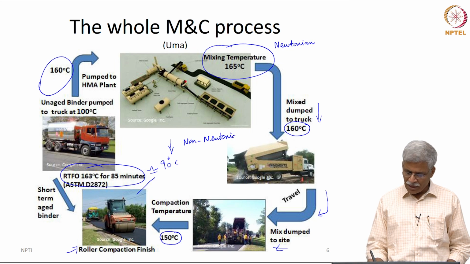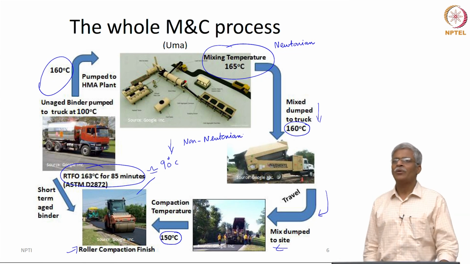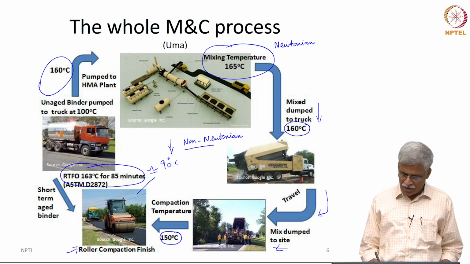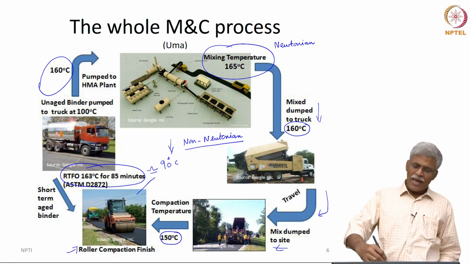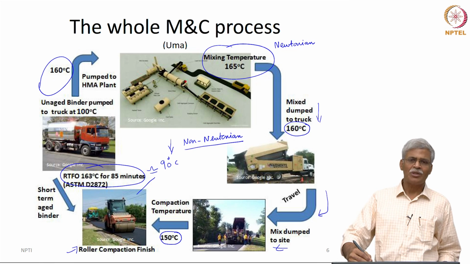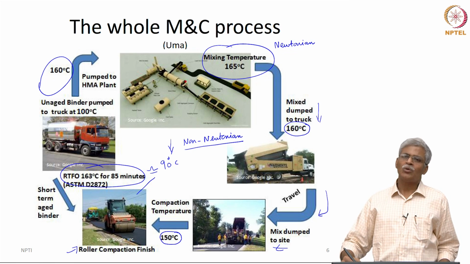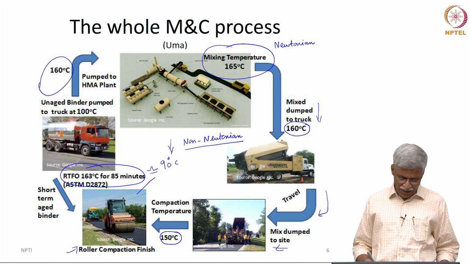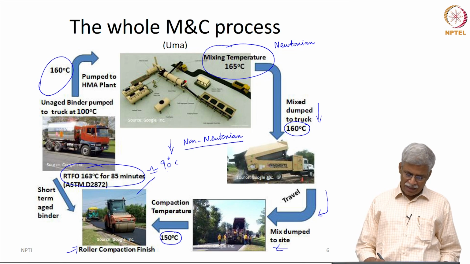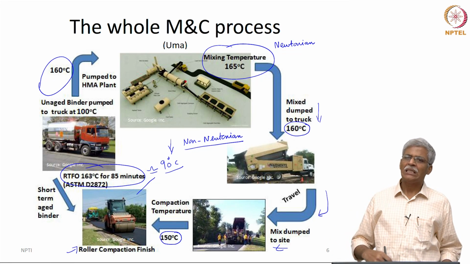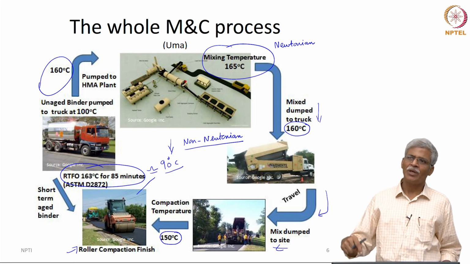I have not mentioned anything about whether the material will shear thin or shear thicken. I am only going to say that it is just non-Newtonian. So, as the binder starts at 100 degrees centigrade, comes at 160 degrees centigrade, becomes a mixture at 165, comes to the truck at 160, goes to the site at 150 and gets rolled and compacted and reaches 90 degrees centigrade, it goes through a complete change in its rheological behavior.